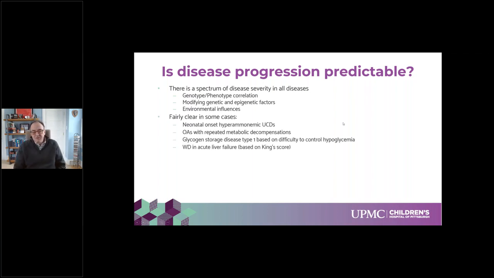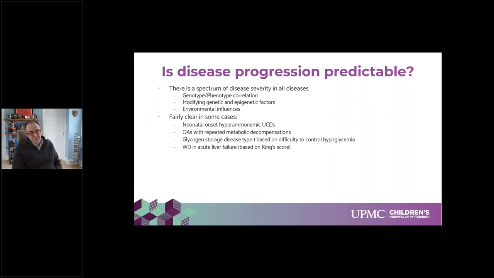There are some cases where progression is pretty clear. The neonatal onset, proximal hyperammonemic urea cycle disorders like CPS, ornithine transcarbamylase deficiency, and the neonatal onset citrullinemia, it's pretty clear that they go on to poor neurological outcomes. And this is also true for some of the organic acidemias with repeated metabolic decompensations. Glycogen storage disease that has very difficult to control hypoglycemia, and obviously Wilson's disease presenting with acute liver failure.